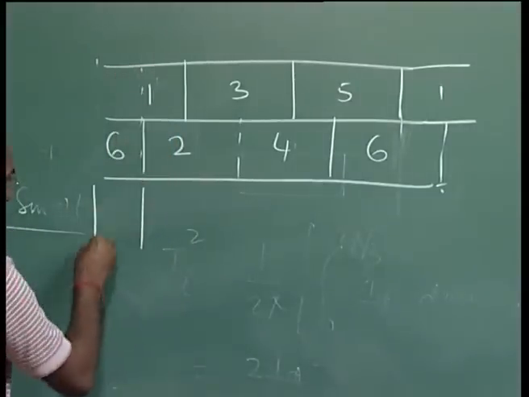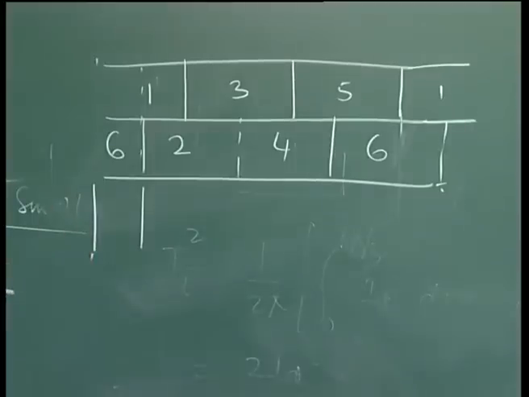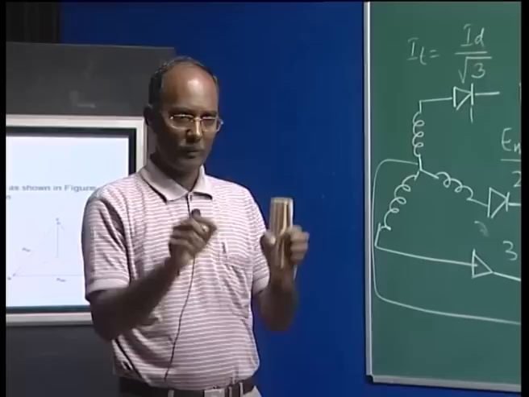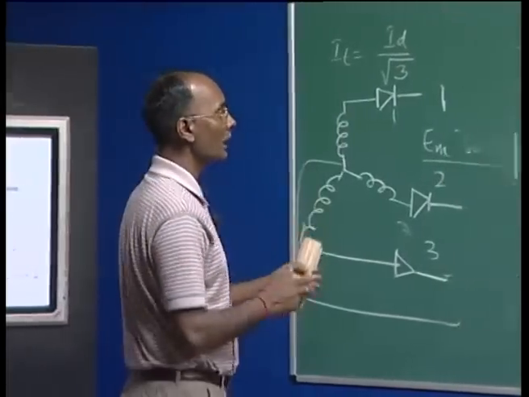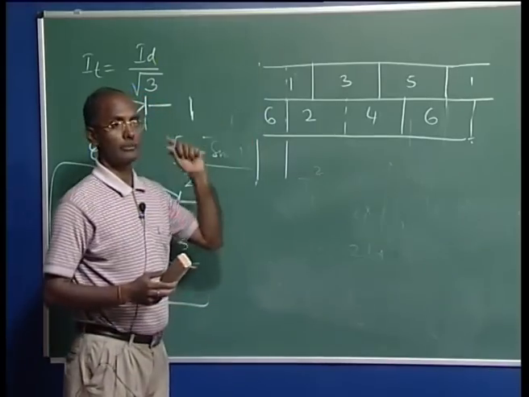It is easy to write, and I am writing it here because at a later stage we will see what the overlap angle is when 2 valves are conducting, when 3 valves are conducting or 4 valves are conducting. This can very easily be calculated from this figure.